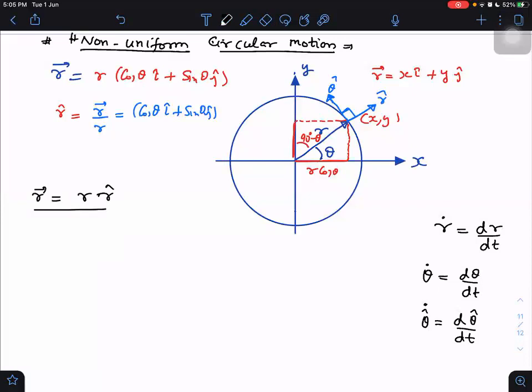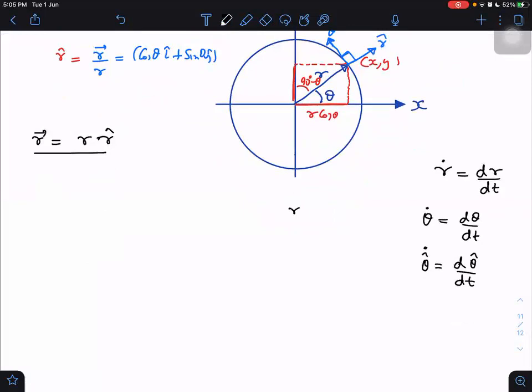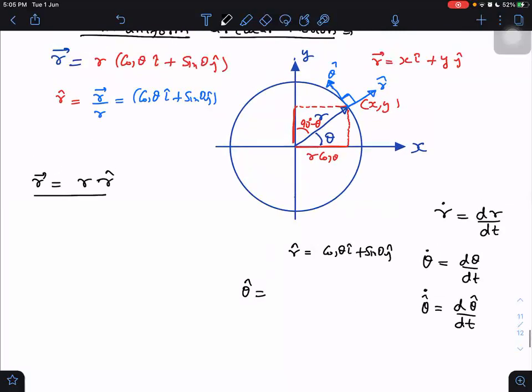Yes, sir. Few more things I want to add here, which we need for ourselves. I think I should add a few more points here. What is r cap? Cos theta i cap plus sin theta j cap. That is r cap. What is theta cap, by the way? Can anyone guess what is theta cap?